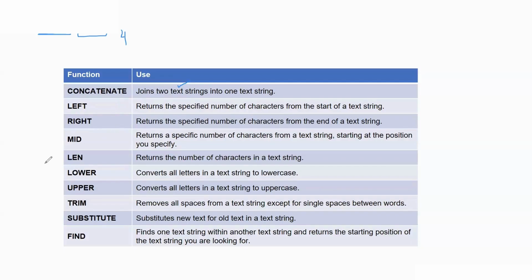Then we have mid. So what would mid do is, let's say if I want to extract this SQUA, and I know the starting position of this S is 6th and I want to extract 4 characters. So I will use this mid function. I'll tell it that start from the 6th and extract 4 characters out of it. So it would extract the 4 characters out of it.